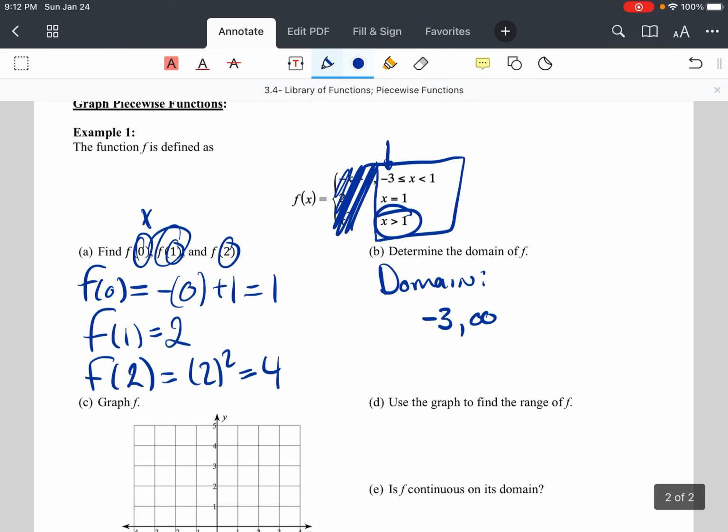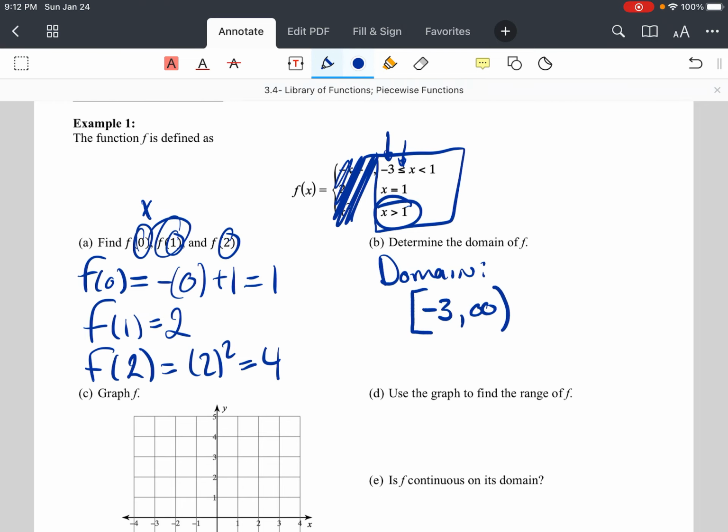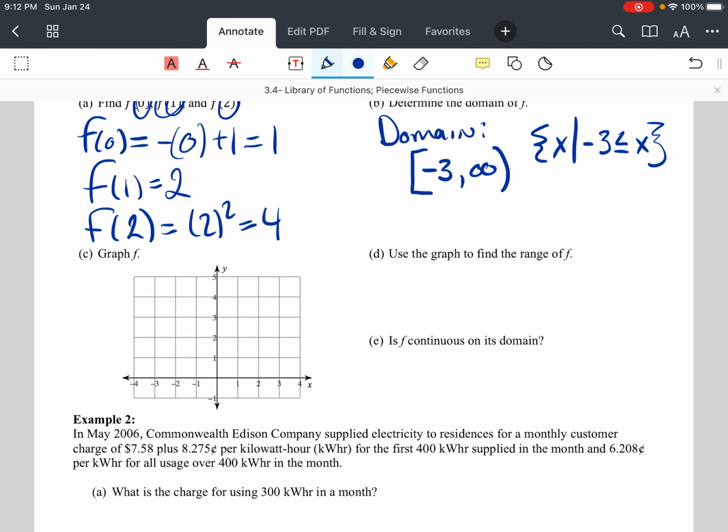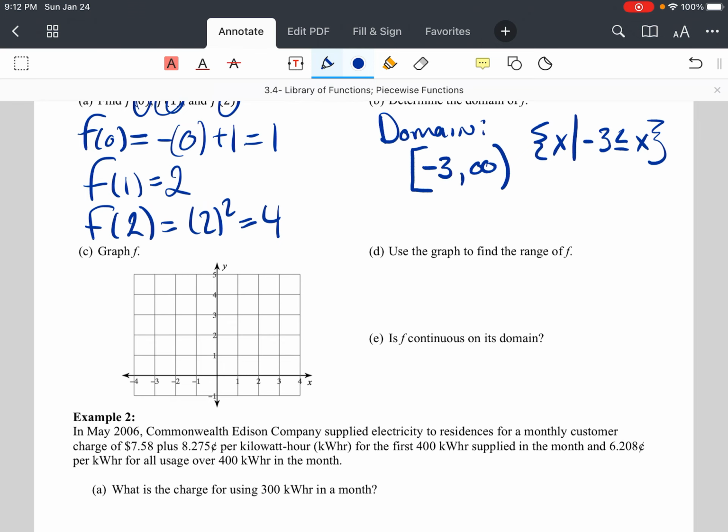Okay, now, if we're using interval notation, notice that we have this or equal to here, so we're going to block that negative 3 in with a bracket, and then we've got parentheses always around infinity. If you prefer to use set notation, it would be the set of x such that negative 3 is less than or equal to x. And that's all we have to do there.